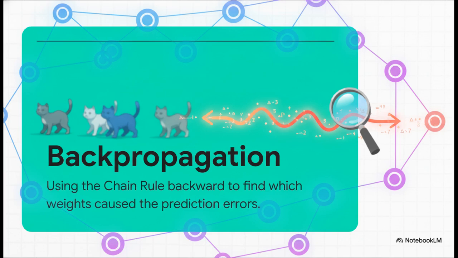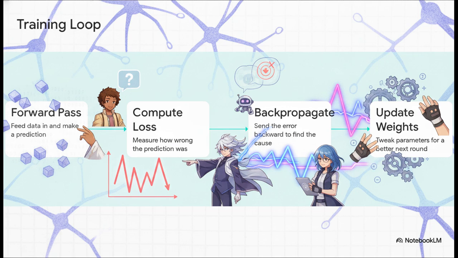Now, don't worry, we are absolutely skipping the grueling matrix calculus today. You're welcome. But the crucial takeaway here is that this backward pass assigns the blame. It shows the network exactly how it needs to adjust its connections for the next round. And that brings us to this incredibly elegant 4-step loop of training.